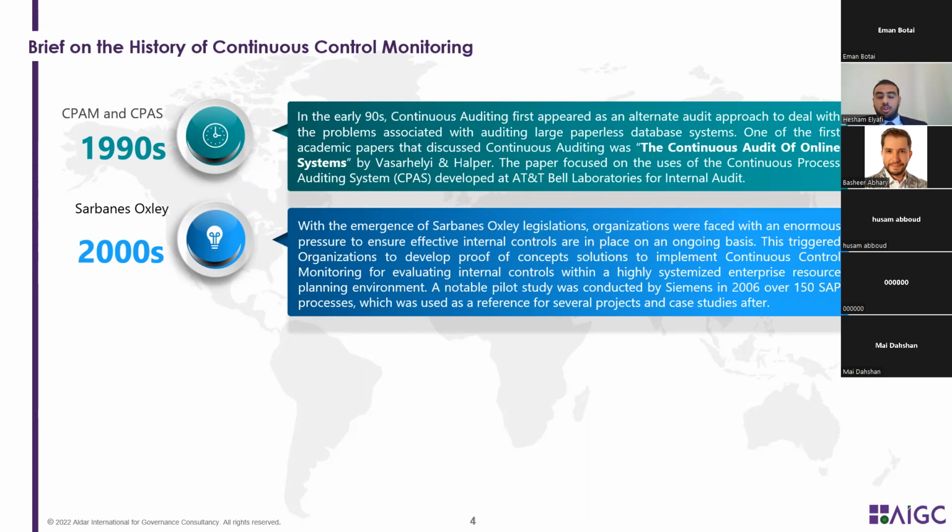A notable project in the 2000s was done by Siemens, where they started testing over 150 processes in their SAP system. This case was mainly used as a reference for future case studies and projects.